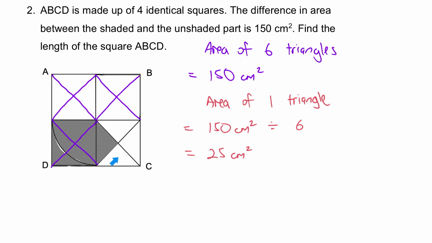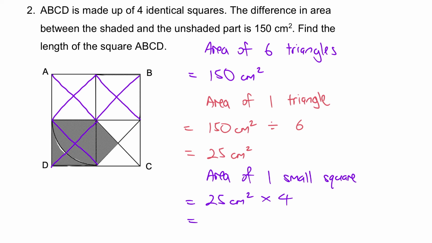So each of this is 25, 25, 25, 25, which gives us that this is 100 cm square. If this is 100, what can we say about the length here? Okay, so let's do it step by step. Let's write down the working. Okay, area of one small square will be 25 times 4, that will be 100.